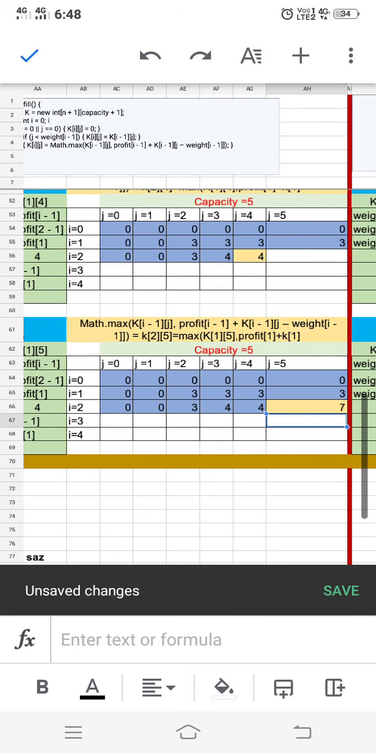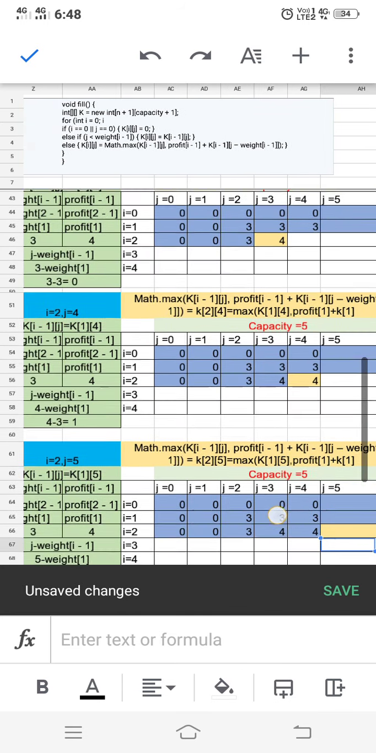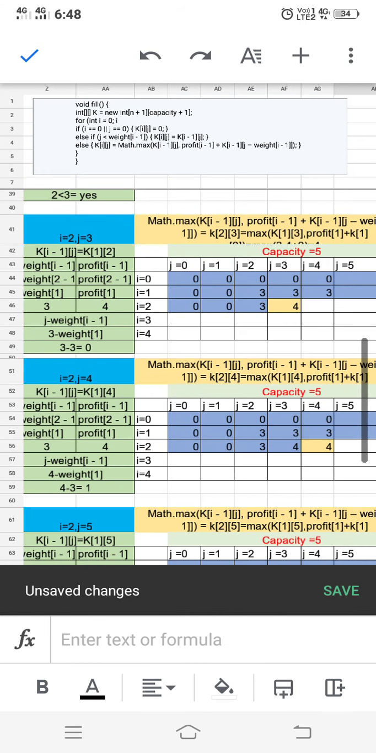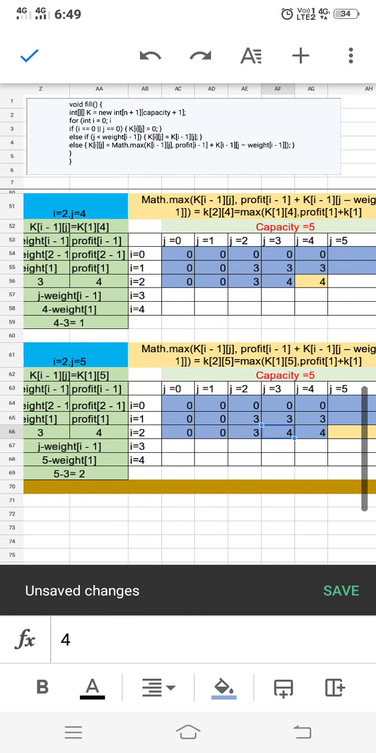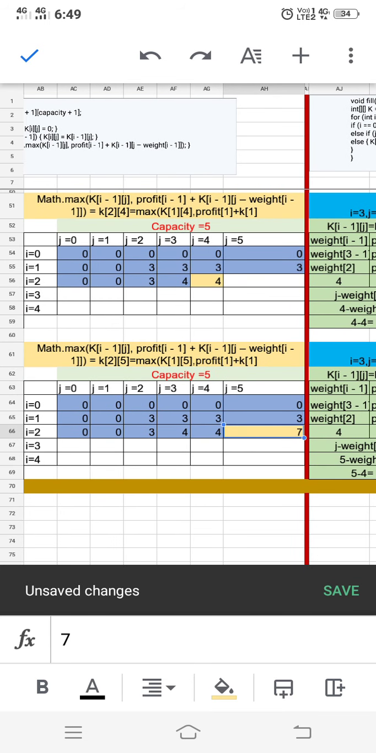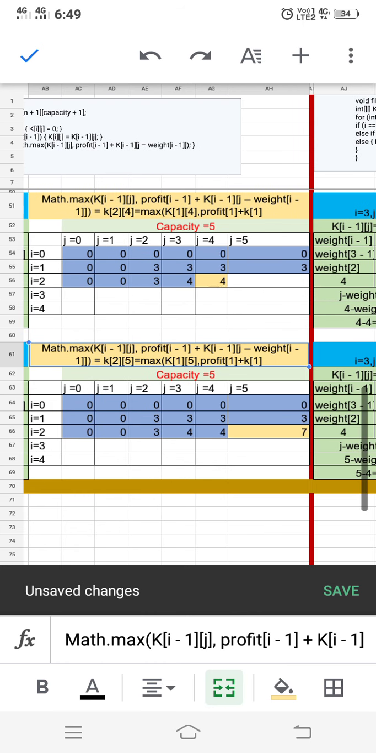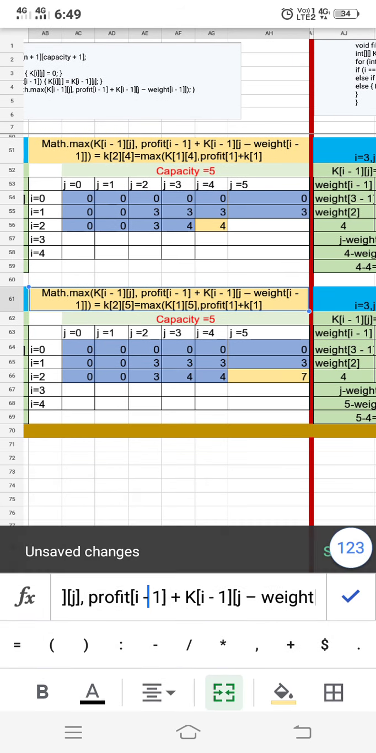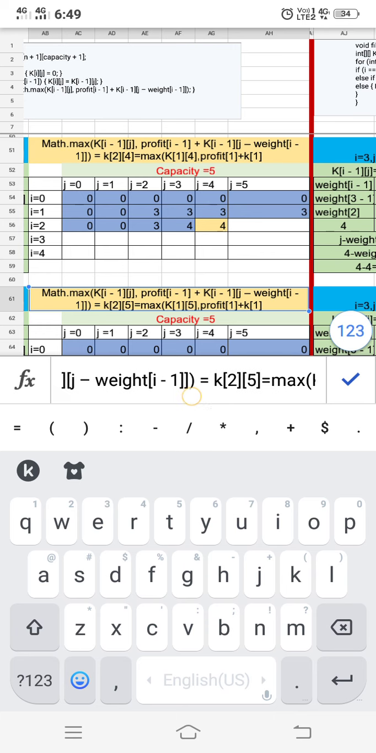So as we are seeing here, for example at this entry for i is equal to 2 and j is equal to 5, I need to select the maximum of k of 1, 5, comma, profit of 1, that is the profit of the current object, plus the profit present at the index k of 1, 2. That is the maximum of 3, comma, 4 plus 3, that is 3, comma, 7, which is equal to 7.